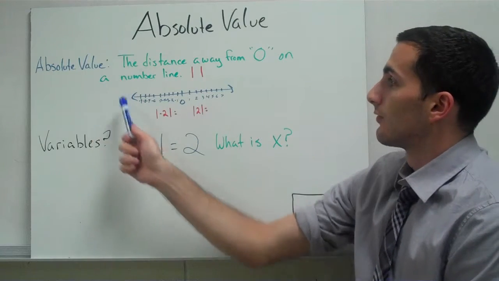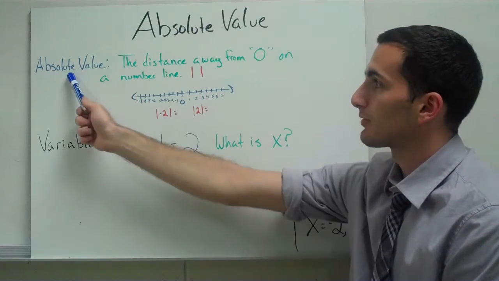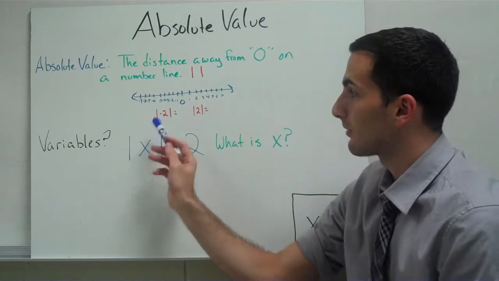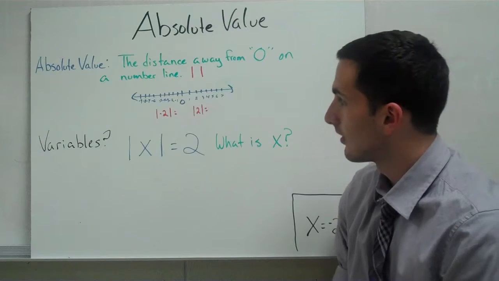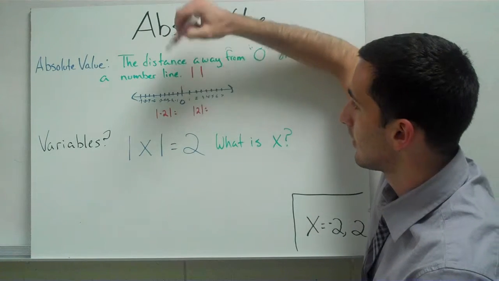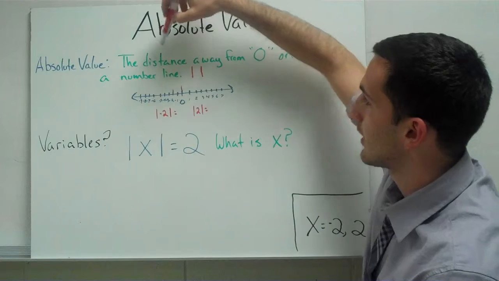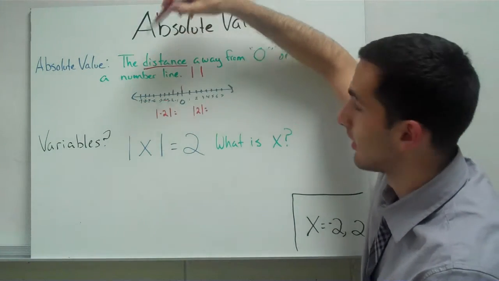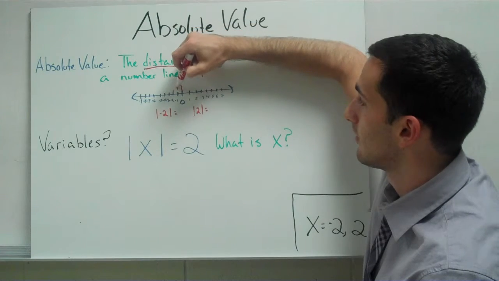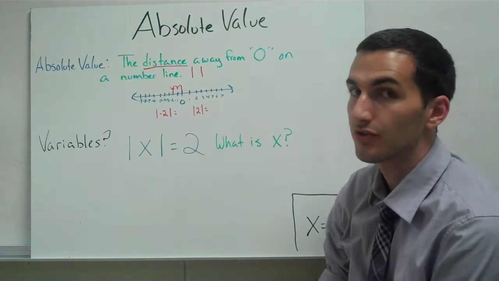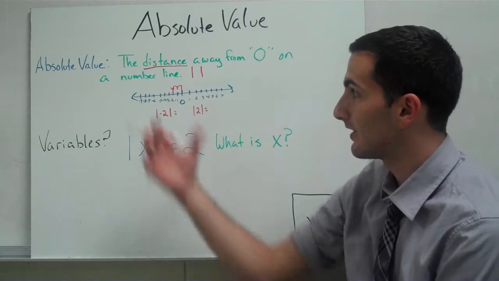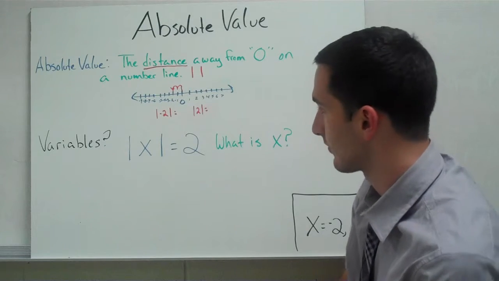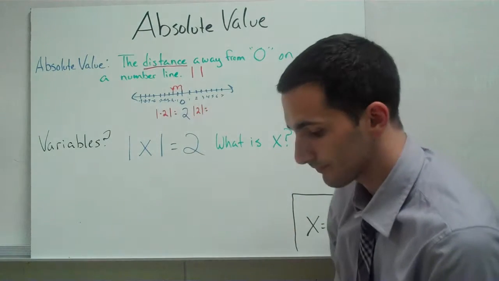So, if we're looking at this number line right here, and we know absolute value is the distance away from zero on a number line, first we want to find the absolute value of negative 2. So we're going to start at 0, look at negative 2, and ask what's the distance that is away from 0 on our number line. Negative 2 is 1, 2 spaces away. So the absolute value of negative 2 will be that distance, which is 2 spaces.